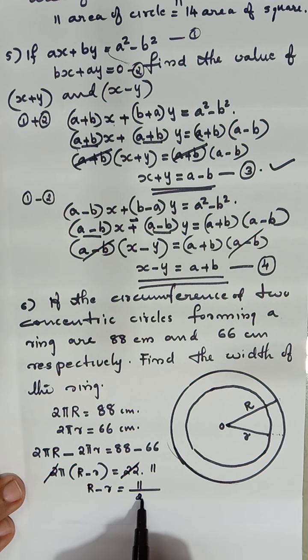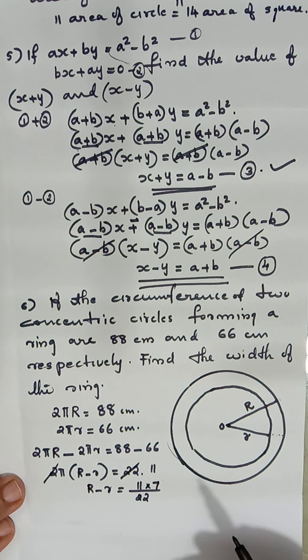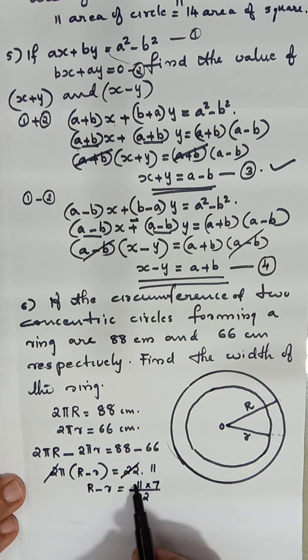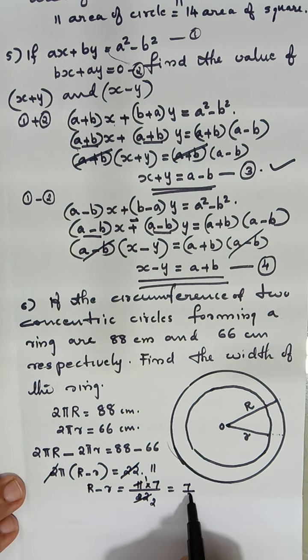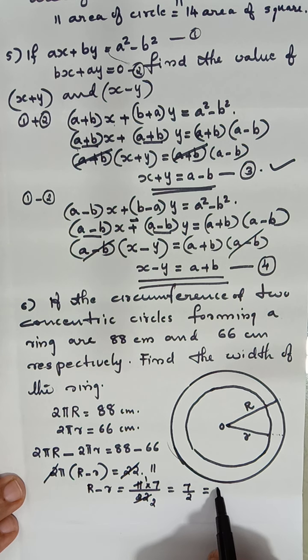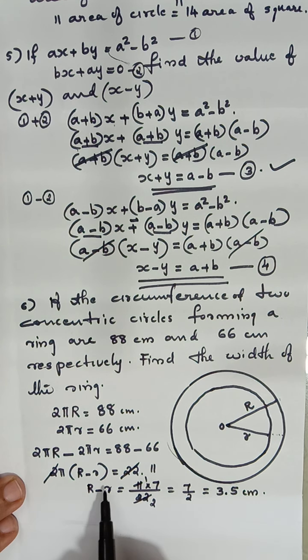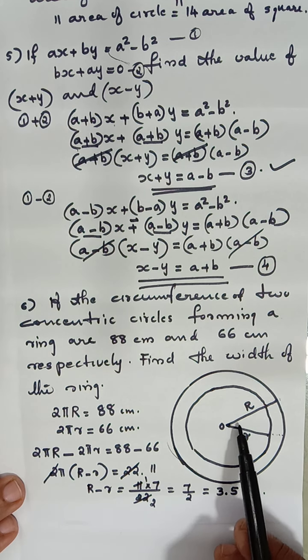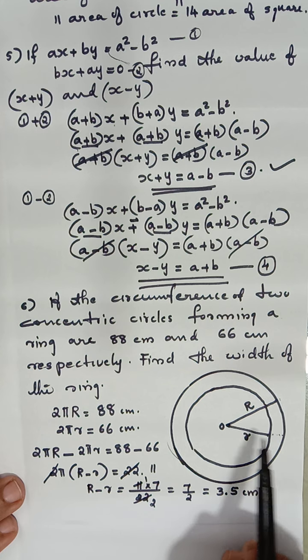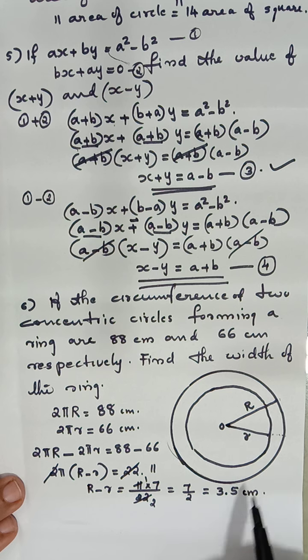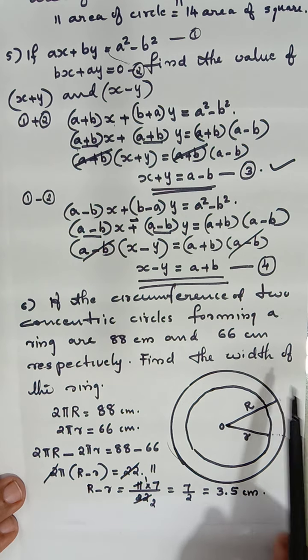Pi value is 22 by 7. By 7 means into 7 on the other side. So here we have 11 one time, 11 two times. R minus r is 7 by 2. We know that 7 by 2 is equal to 3.5 centimeter. So R minus r is called the thickness or width of the ring, this distance. Capital R minus small r is equal to 3.5 centimeter. That is the width of the ring.